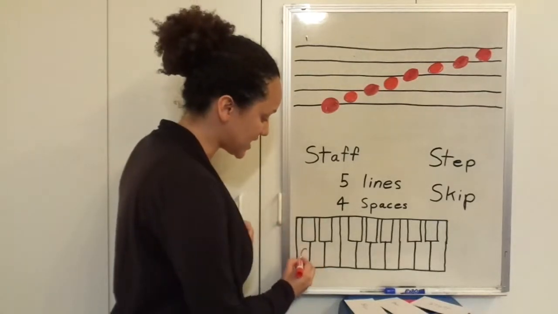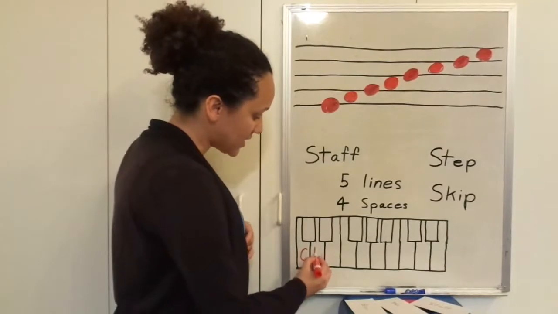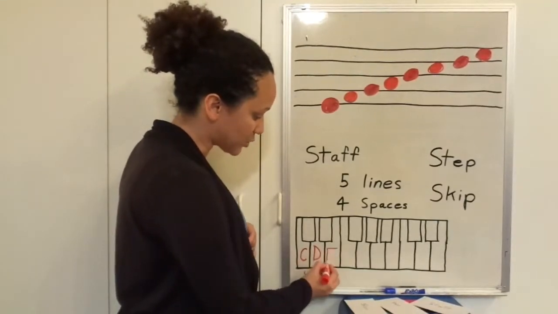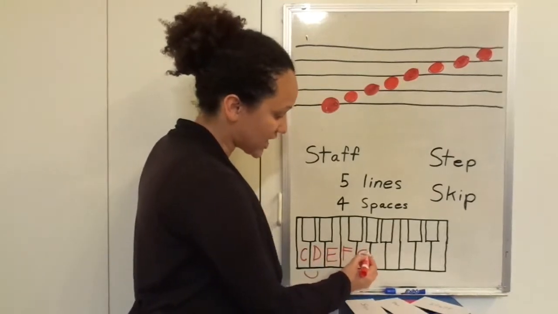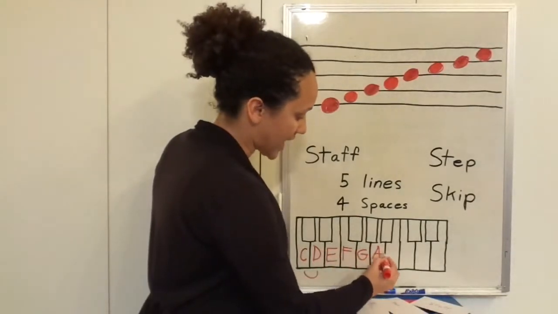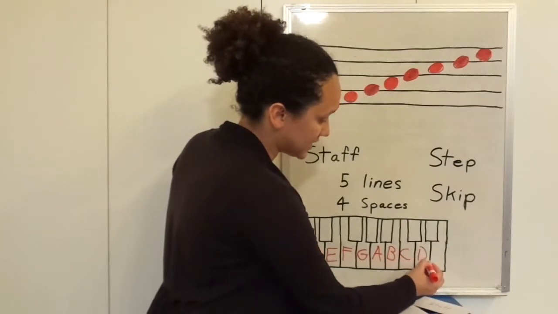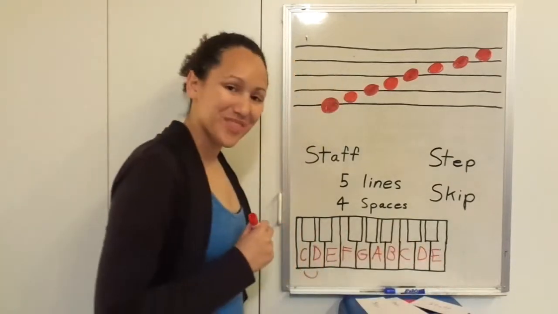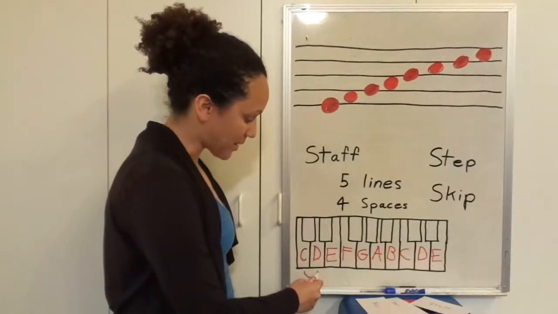So if this is C here, this is my little keyboard. If this is C, this would be D. So this would be a step. C, D, the next one would be E, and then F, and then G, and then you would start the musical alphabet over again, and you would say A, B, C, D, and E. There we are. So if you went from one note to the other, that would be a step.